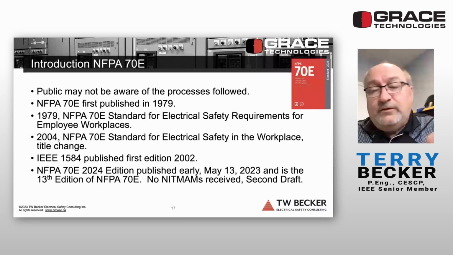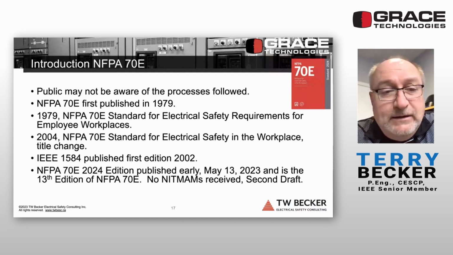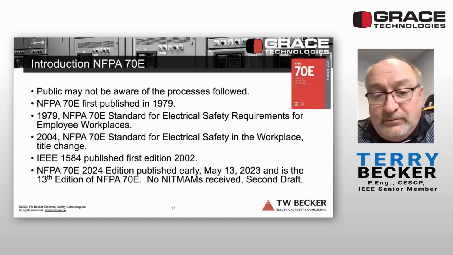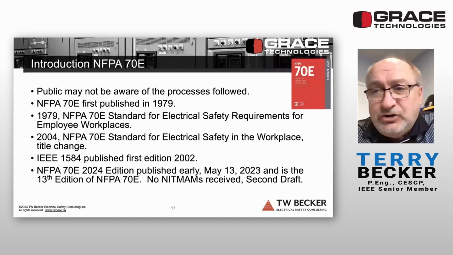So the public may not be aware of the process involved, but 70E was first published in 1979. It had a different name originally. In 2004, the name was changed to its current name. 1584, published in 2002, was updated and published in second edition in 2018. Again, the 2024 edition of 70E published early this cycle, the first time since my involvement.